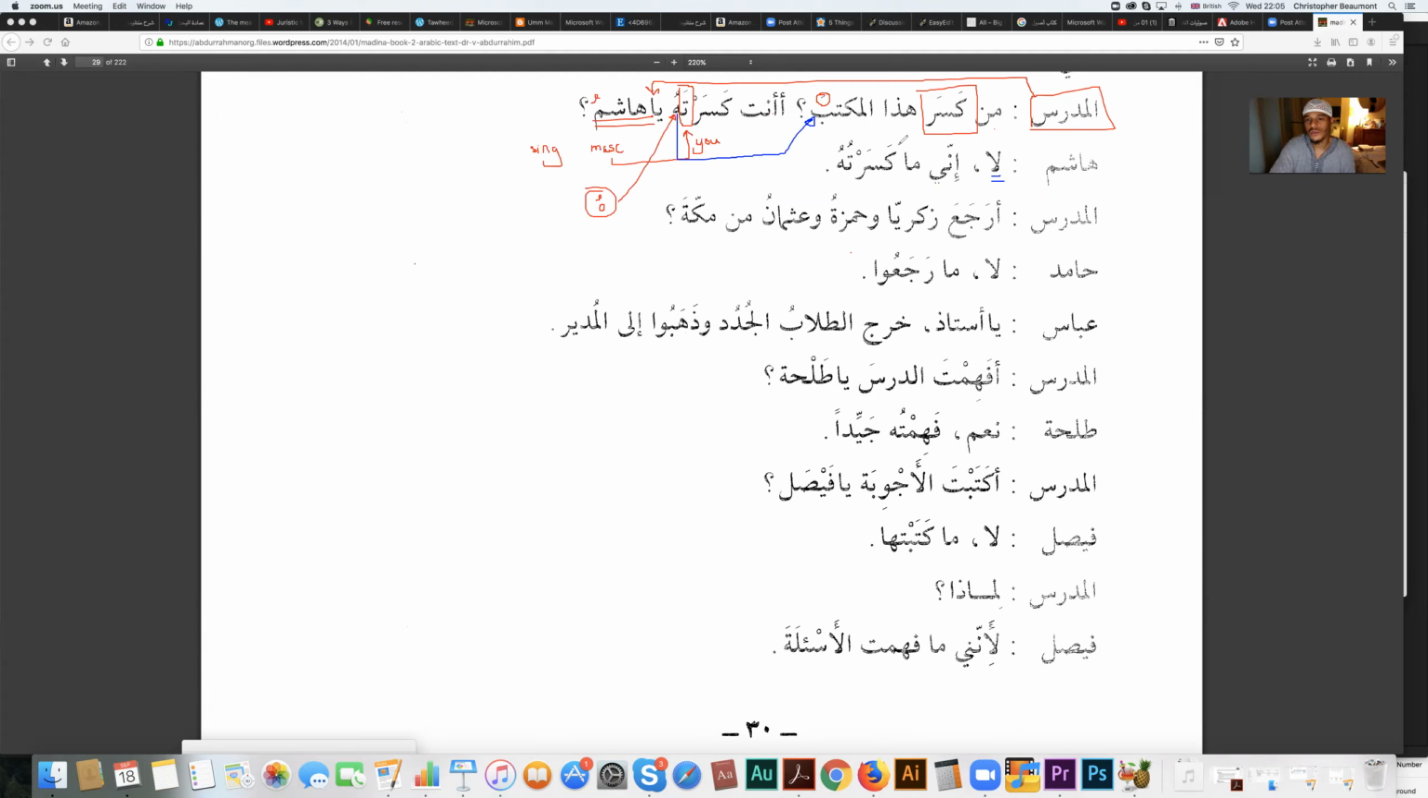Ma kasartuhu. Here, I believe this is the first time we're seeing ma and nafi. All right, this is the ma of negation. He's saying, no, I did not break it. I did not break it.